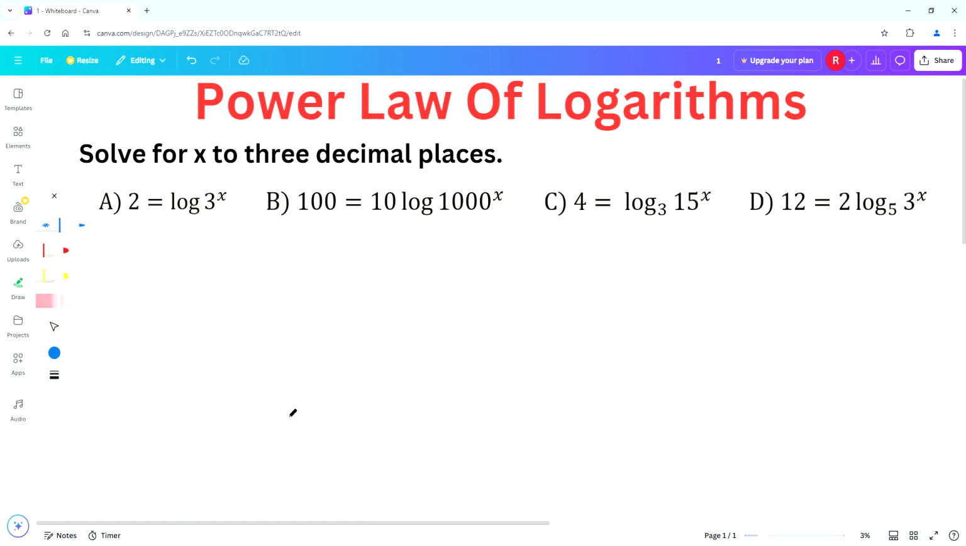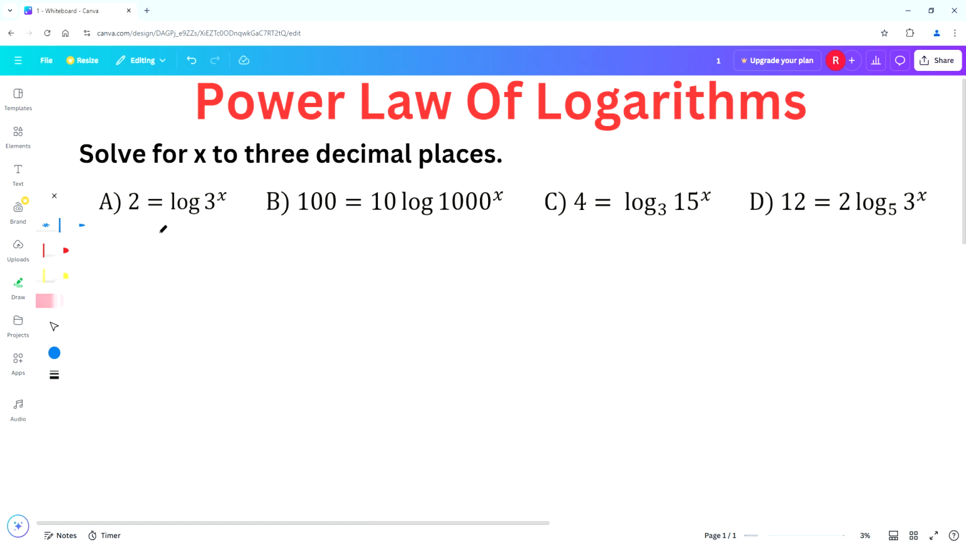In this video, we'll solve this problem using power law of logarithms. As per the problem, solve for x to 3 decimal places. We have to solve these 4 equations. Let's start with part A.